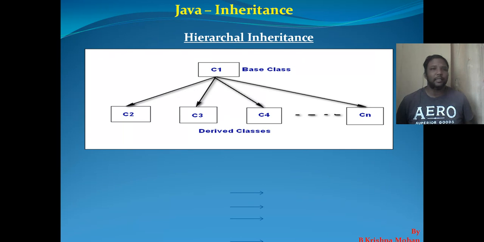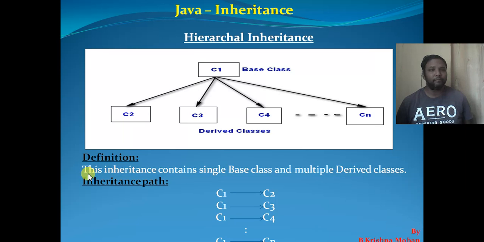As per hierarchical inheritance, there will be only one base class and there will be multiple derived classes. That means there will be a parent class and n number of child classes. This type of inheritance is known as hierarchical inheritance. Definition: this inheritance contains a single base class and multiple derived classes.